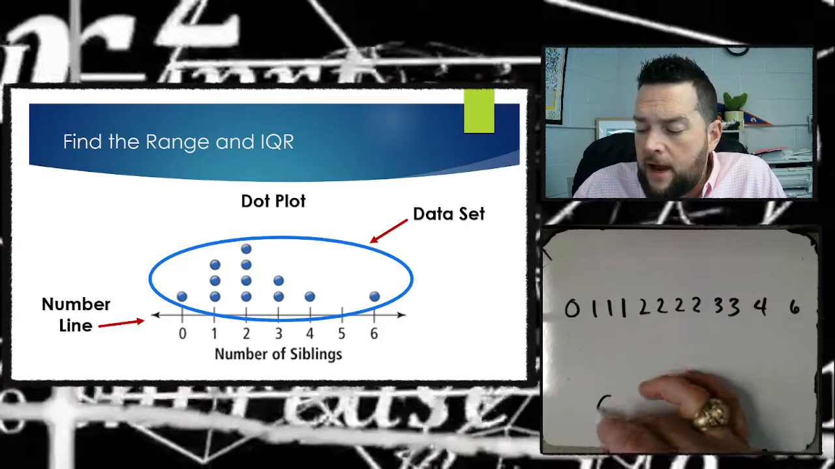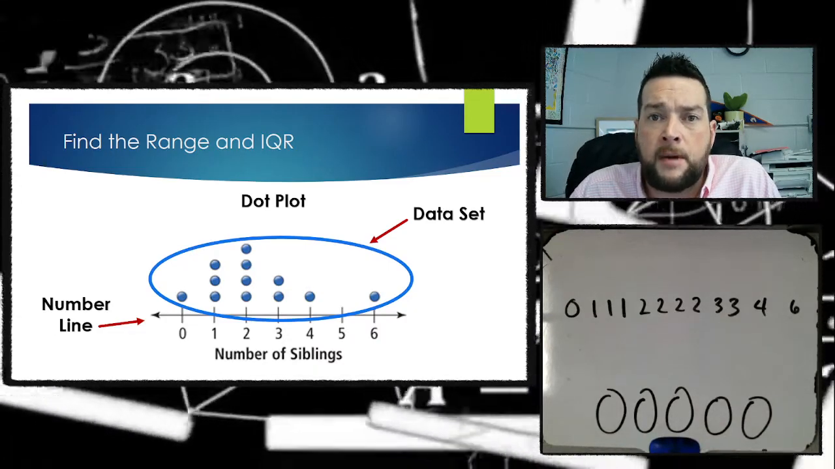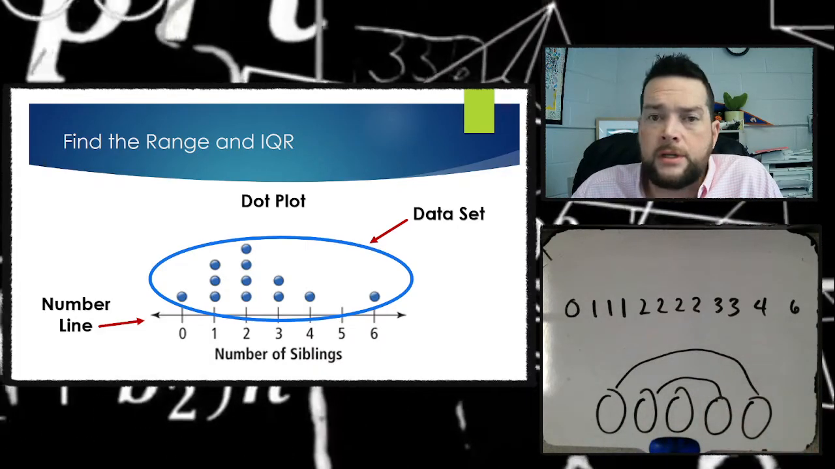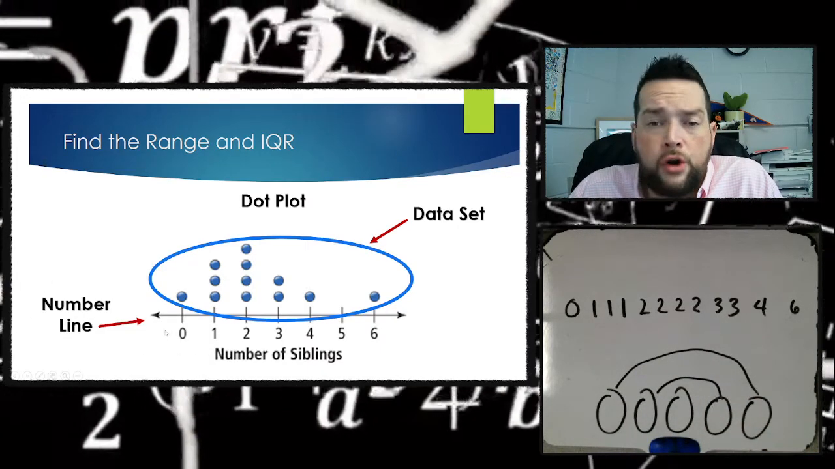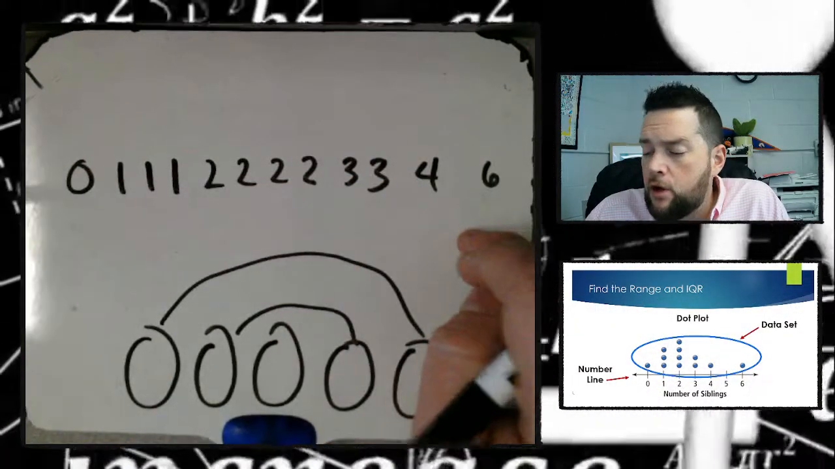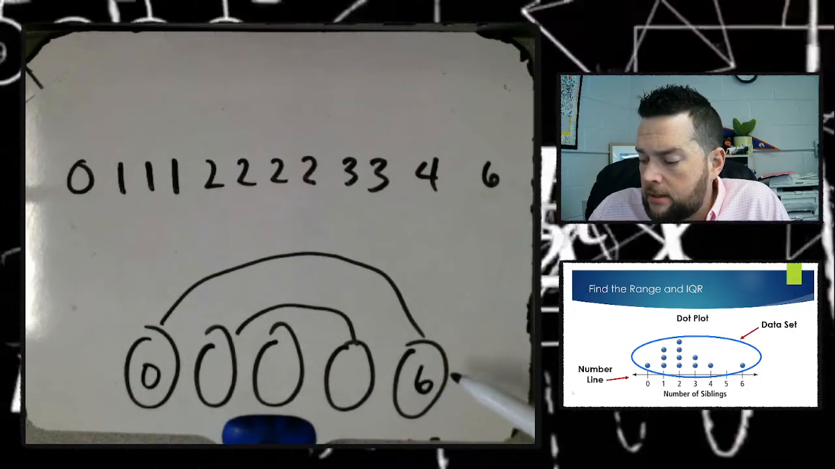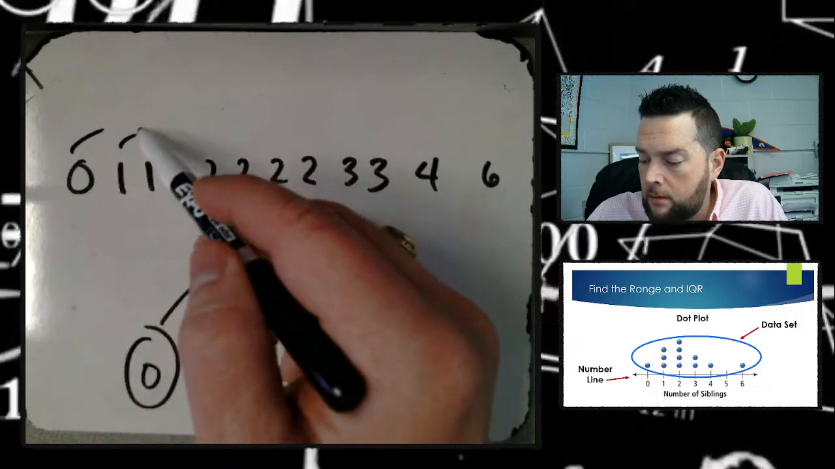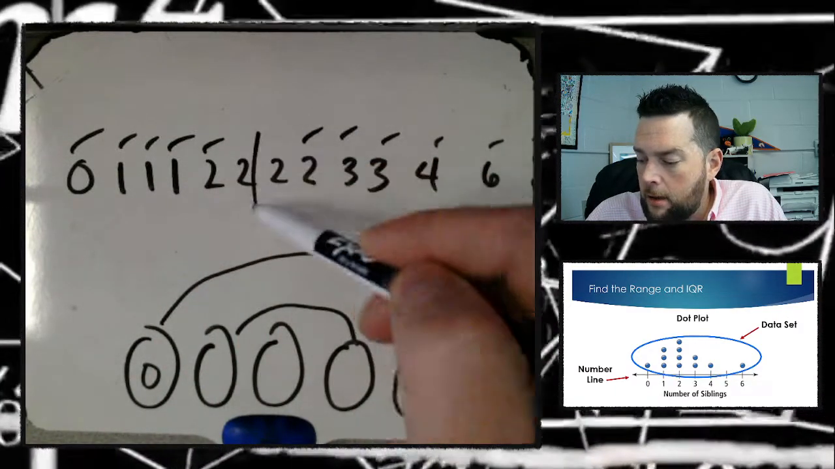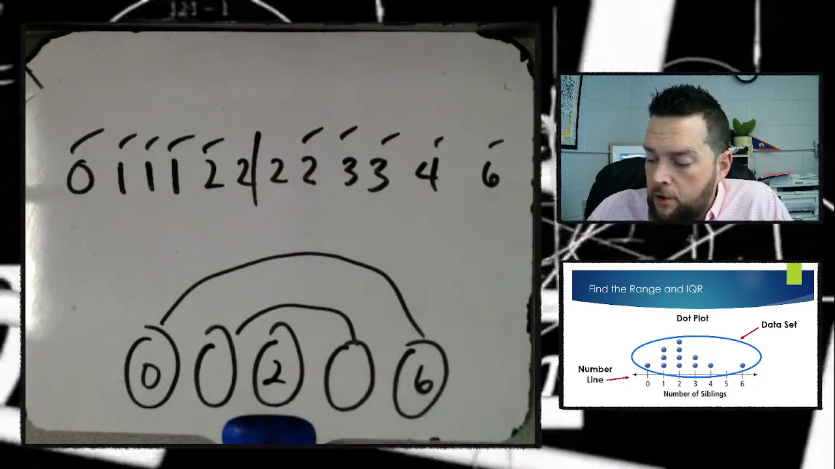So when you're finding the range and interquartile range from a dot plot, you can first go about ordering your data from least to greatest. All right, and then you can start working through your process there. The least is 0, the greatest is 6. The median is going to be in between those two 2's right there. They're both the same number, so the median is 2.